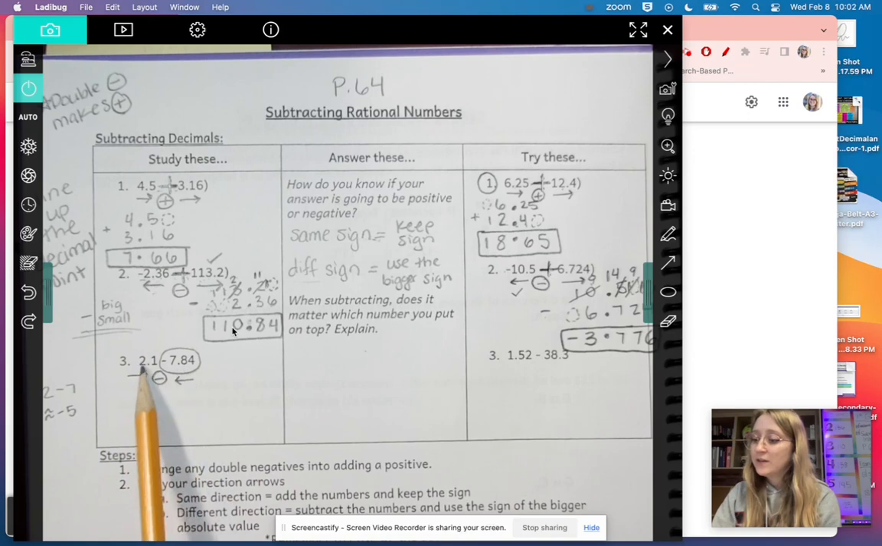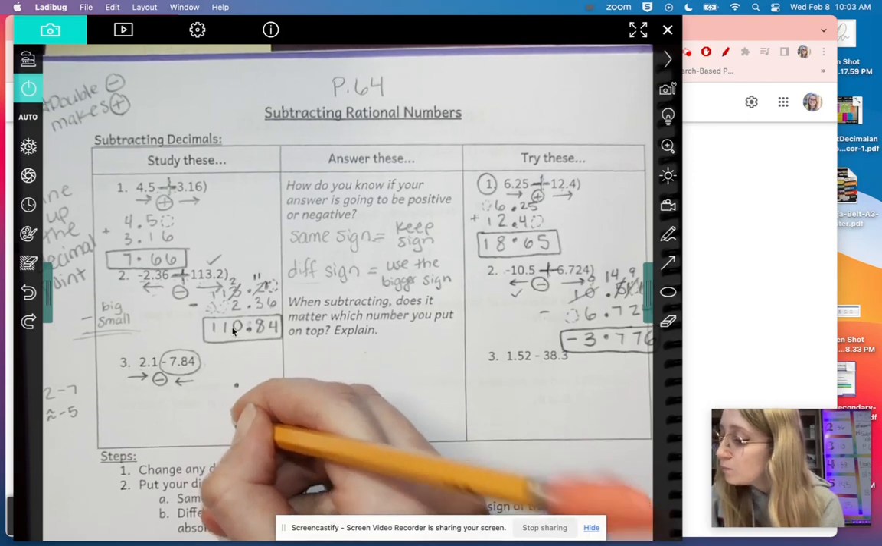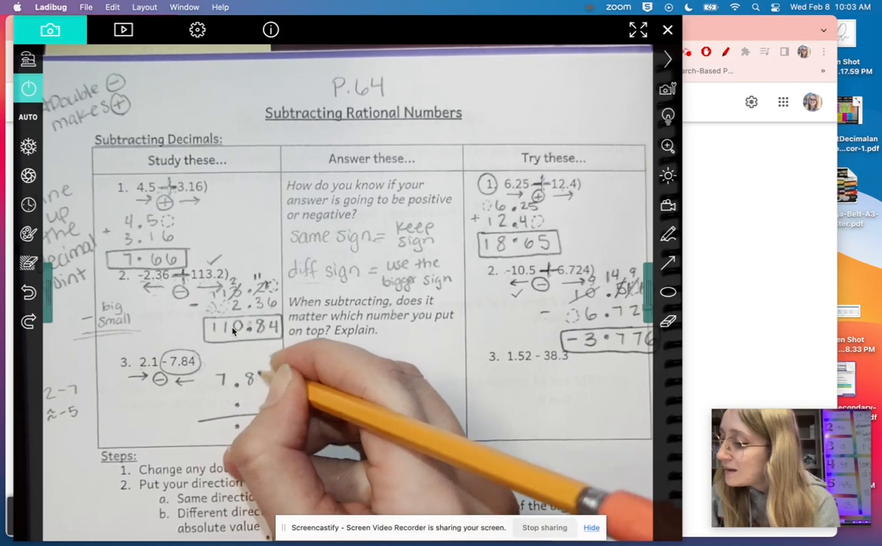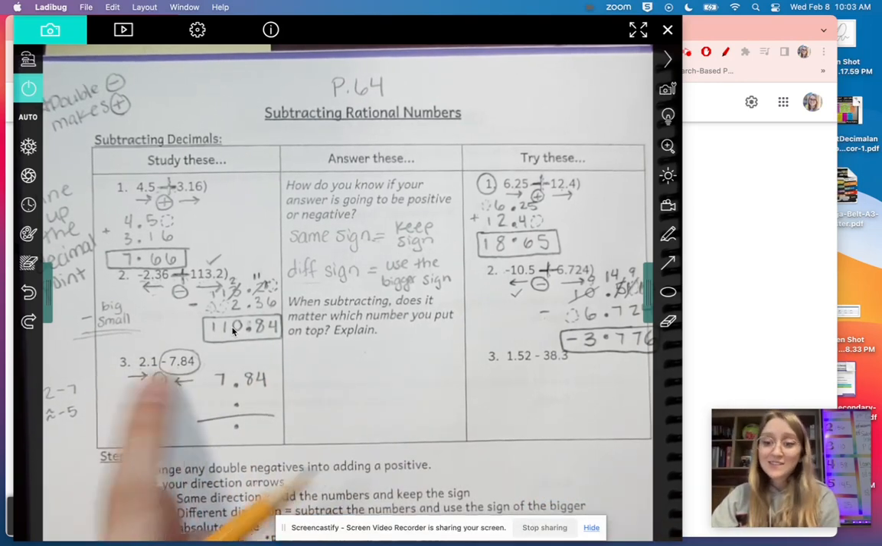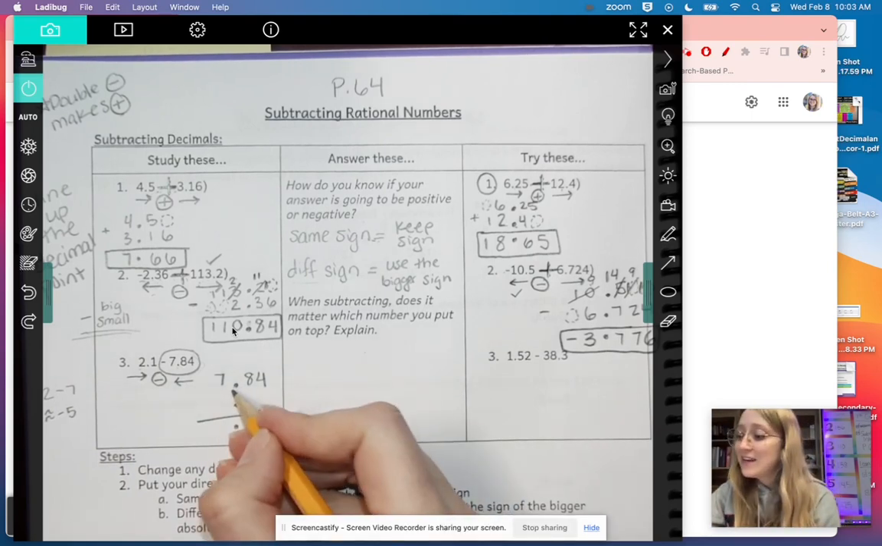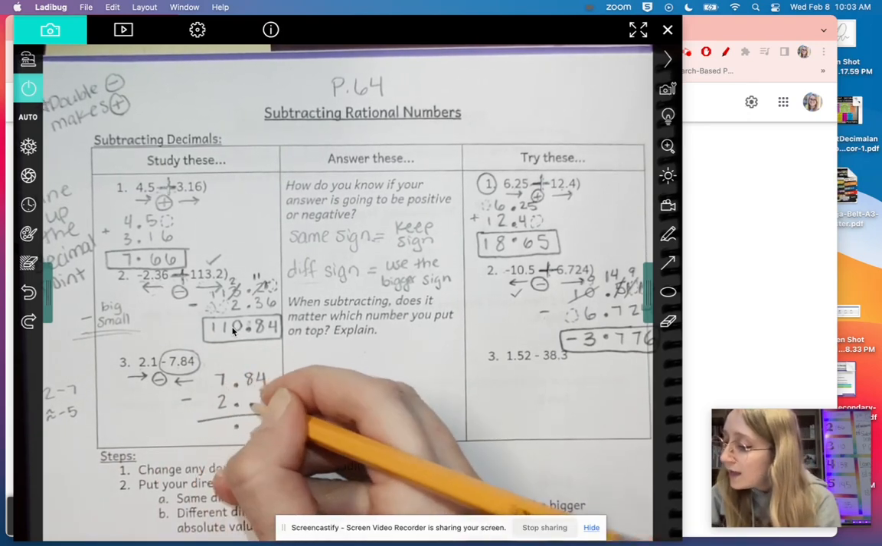Our bigger value here, 2 or 7, our bigger value is going to be that 7. So lining up my decimal points, we're going to start with our bigger number on top, 7 and 84 hundredths. Notice it doesn't necessarily go in the order given. You do need to pay attention to what is your bigger value. Bigger values go on top. 7 and 84 hundredths, we are subtracting 2 and 1/10.